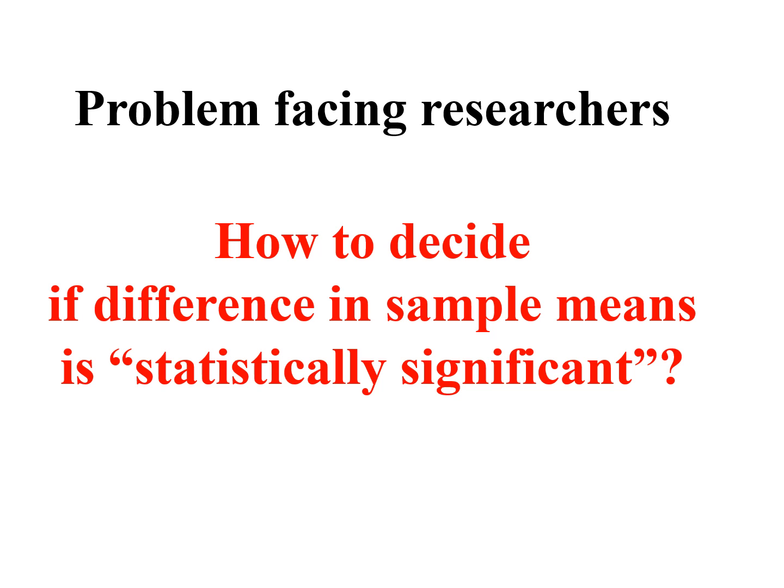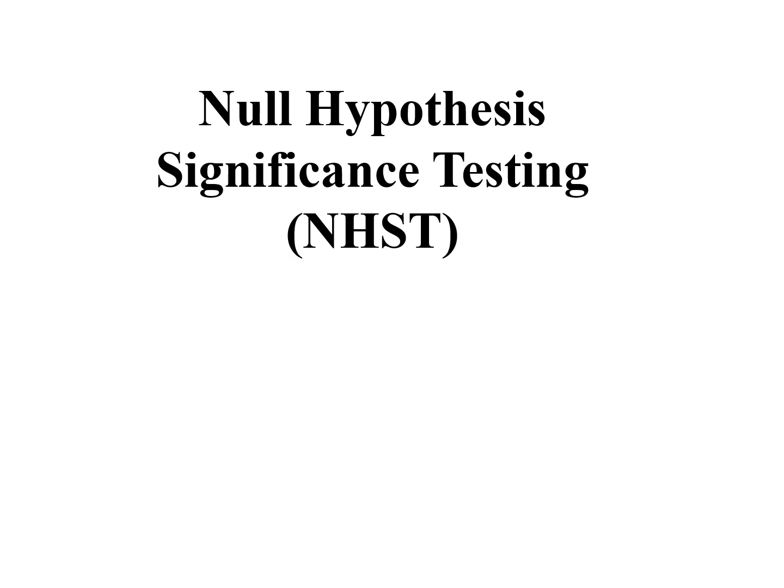So how do the researchers decide if this difference in sample means is statistically significant? That is, how do researchers decide whether this difference between sample means is simply due to sampling error, or whether instead it indicates a real difference between the underlying populations? The way that researchers usually deal with this problem is called null hypothesis significance testing, or NHST for short.